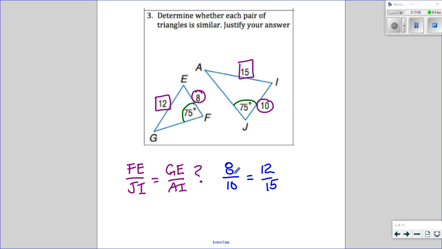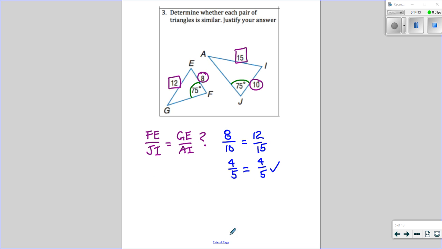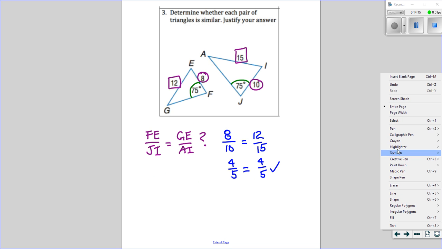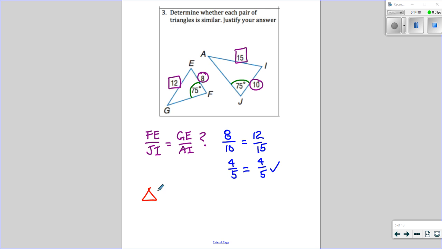Let's see if this is going to be equal to each other. I'm going to reduce this. The common factor they have is 2, so that's 4 over 5. And let's see if this does the same thing. The common factor is 3, so that's 4 over 5. Yes. All right, so now I can say that these two triangles are similar. So triangle GFE is similar to triangle AJI because of side angle side similarity. I'll put yes.